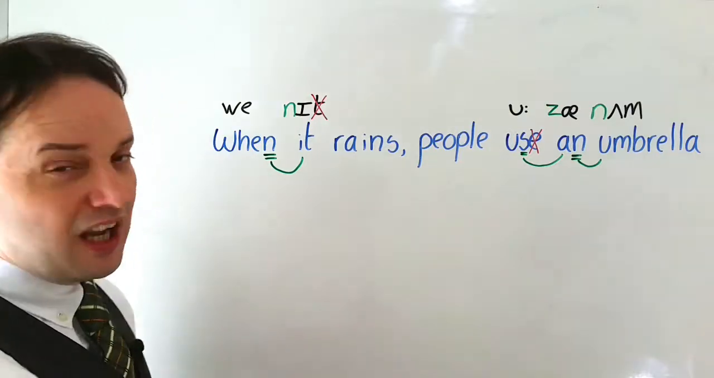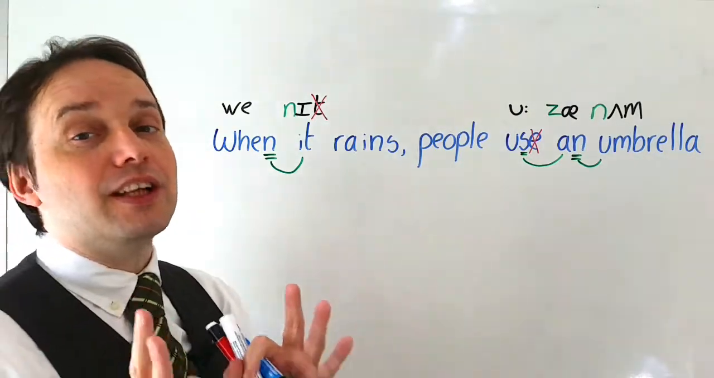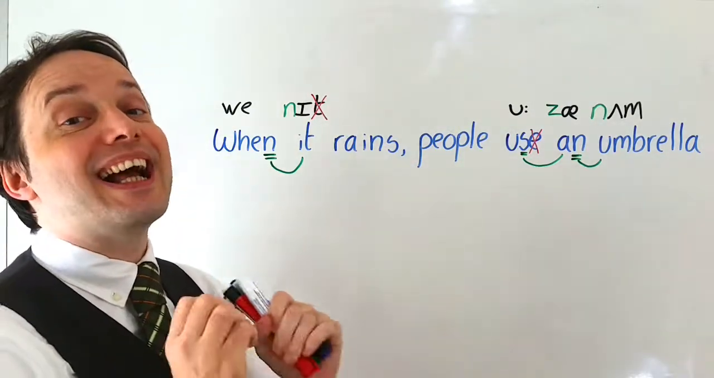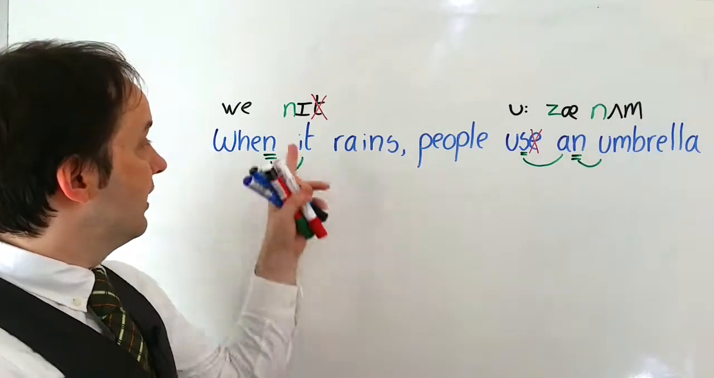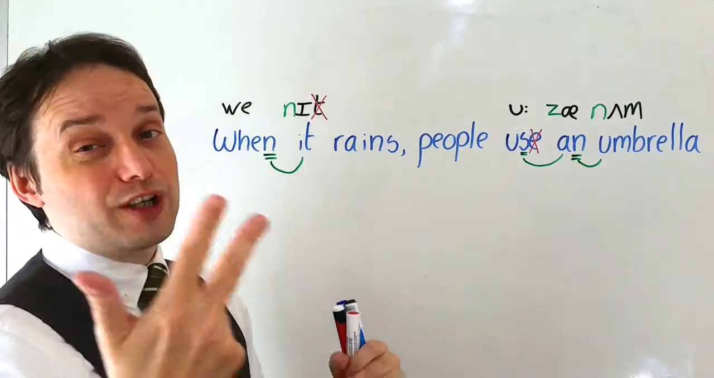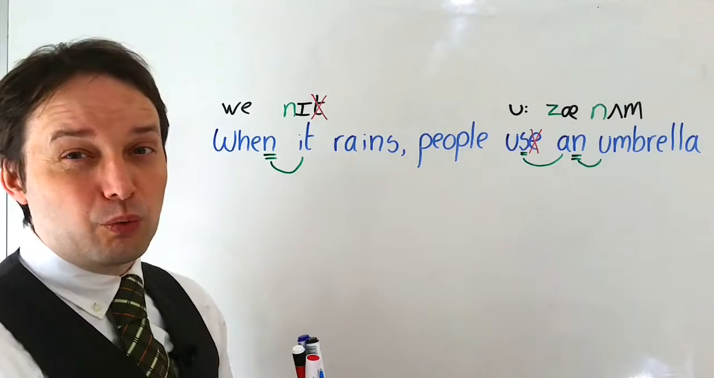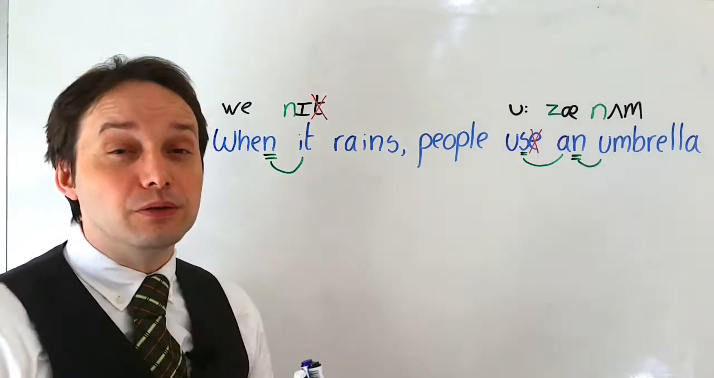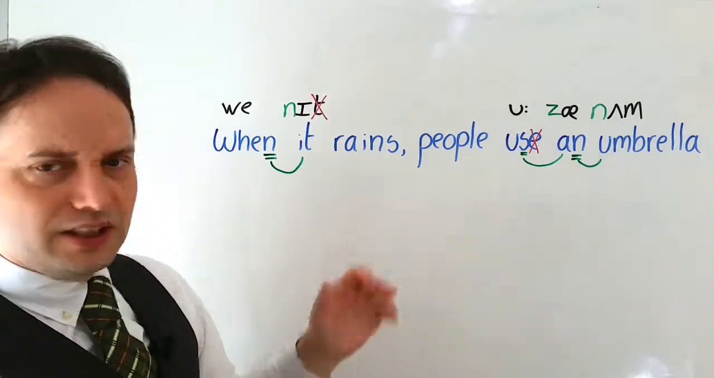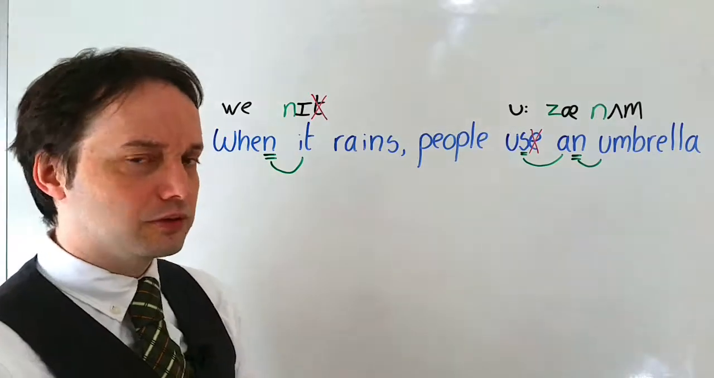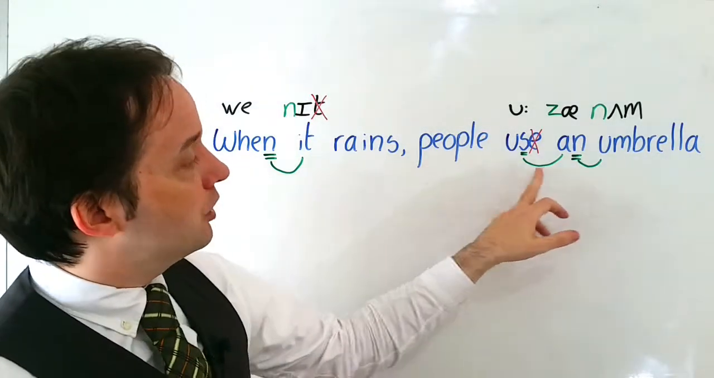Perfect. Very good. This is called elision in English, and it's when we don't say a letter. Usually, if it's a t, a g, or a d at the end of a word. Sometimes in the middle also. Okay. Difficult. So, what about people use an umbrella?